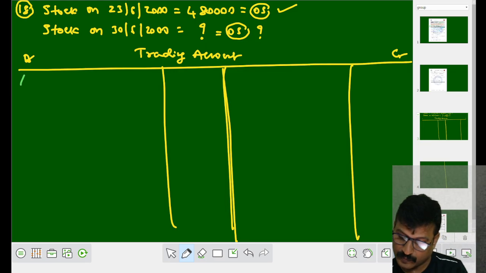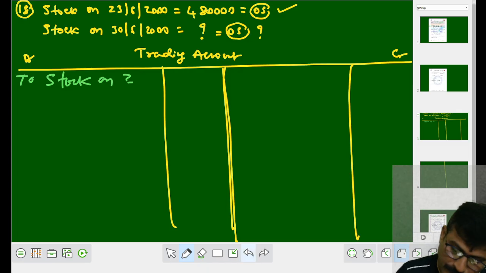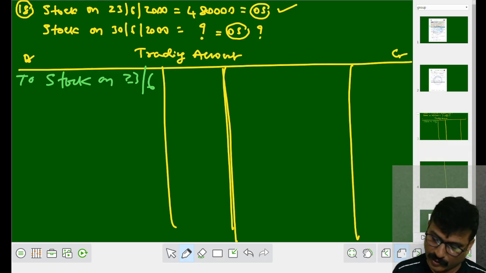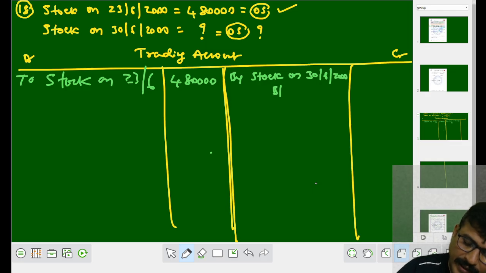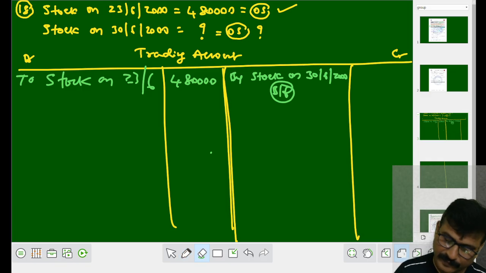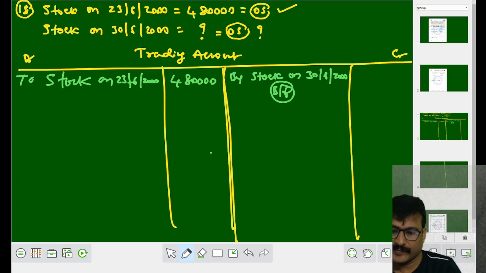Stock on 23rd June. How much is it? It is an amount of rupees 4,80,000. What do we have to calculate? We have to calculate stock on 30th June 2000, that we have to calculate as a balancing figure. Okay, here the stock is on what date? 23rd June 2000. Fine. Shall we move further?